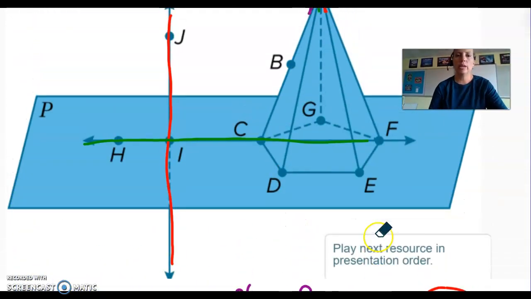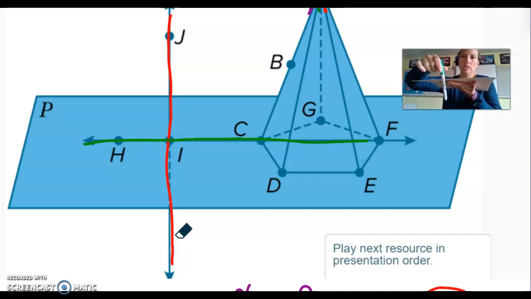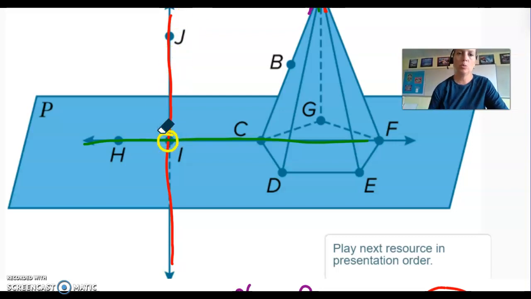Okay. Where do the 2 lines intersect? So looking at the red and the green line, well, where are they intersecting? So the red one kind of goes through. So if I could take my plane here and kind of pop this line through, right? Or just show you like this, right? Okay. So where is the 2 lines meeting? Well, they're intersecting right here at point I.